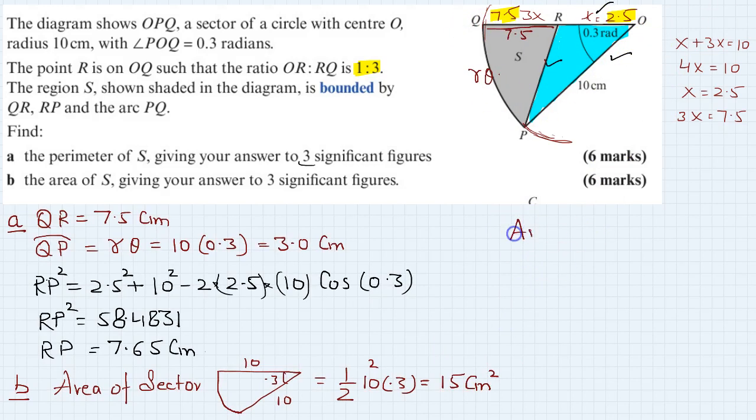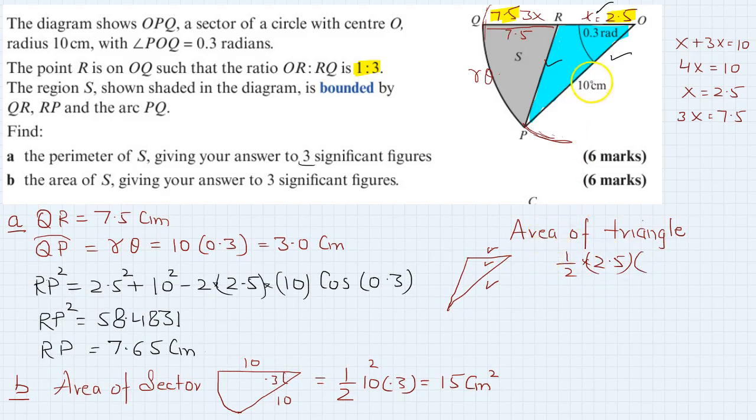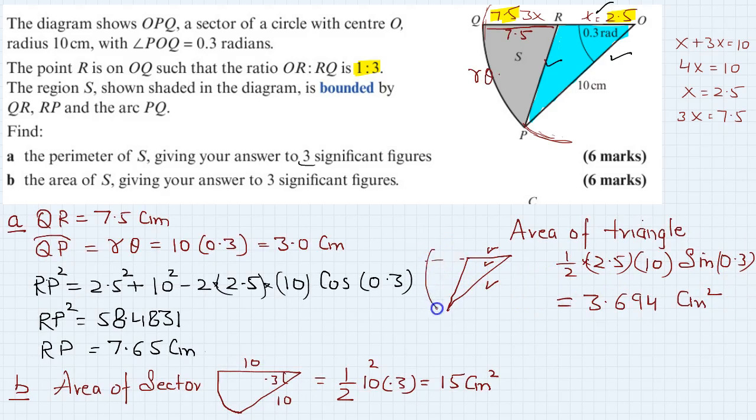And area of triangle. This is a triangle, half, our triangle is like this. We know this, we know this, we know this. So half of this is 2.5, and adjacent side is 10, and angle between them sine of 0.3. So that is equal to 3.694 centimeter square. So it is something like this.